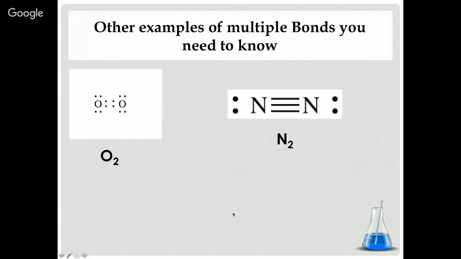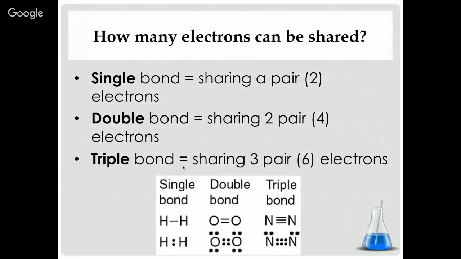What are some other examples of multiple bonds that you need to know? You should know carbon dioxide. That's probably the most common one. Other ones that we get are oxygen, which is going to have a double bond, and nitrogen, which is going to end up with a triple bond. So make sure you know how to draw these and you're aware of their bond formation. And again, recall how many electrons are shared in a single, double, and triple bond.